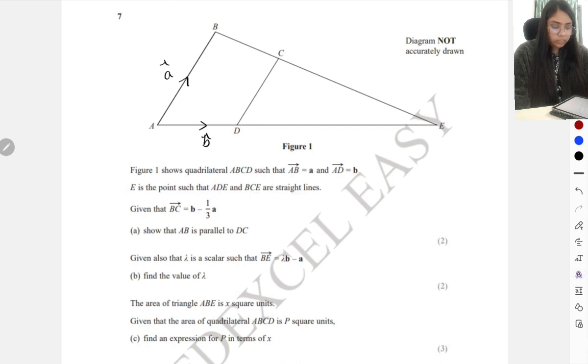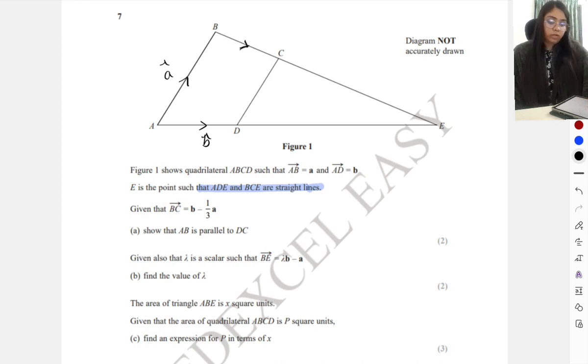Now this point over here is going to be a very important part in the upcoming questions, so I'll just highlight it. Okay, so we'll move on. They've also provided us with the information that BC is equal to this vector. We need to show that AB is parallel to DC. Now we have a vector for BC over here, which is B minus 1 by 3A. The problem is, we're not concerned about BC. We're concerned about proving that AB is parallel to DC.